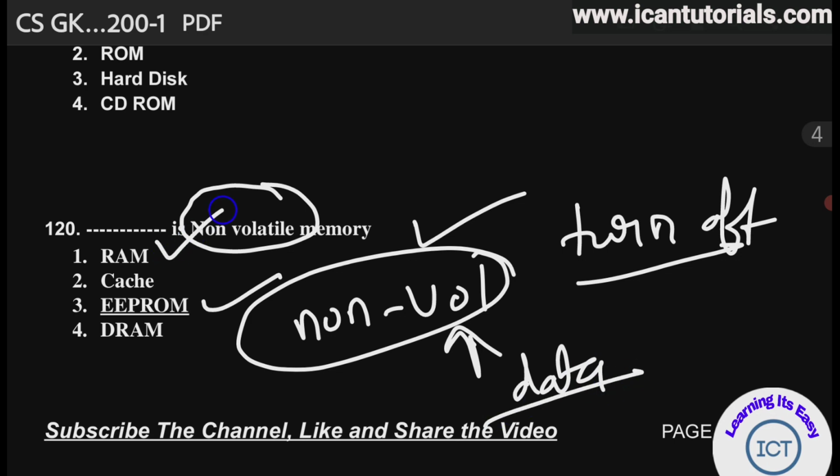But RAM is volatile memory, cache memory is volatile memory, and DRAM, dynamic random access memory, is also volatile. All these three are called volatile memory. EEPROM, which is permanent memory, is at the same time a non-volatile memory.